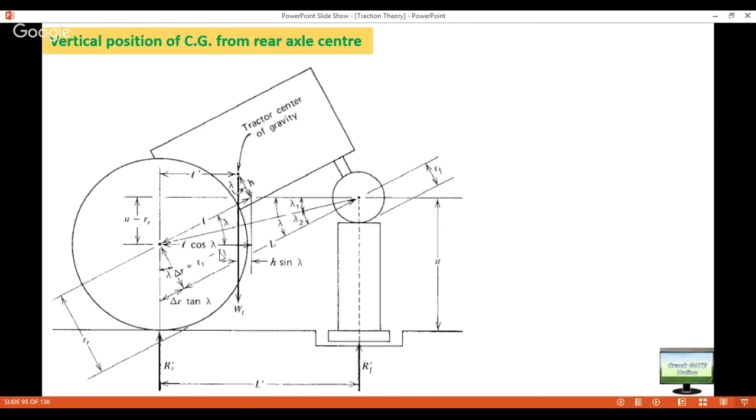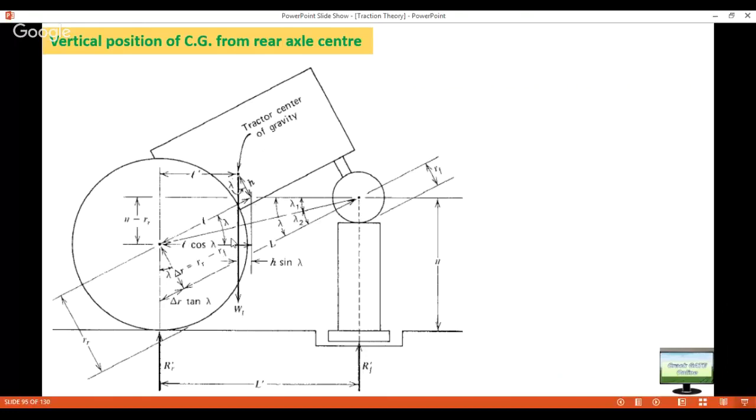Similarly, we have seen in a previous video that this distance was H, the vertical location of the center of gravity. So this is H. Now you have this line, this is one line. Then you have this second horizontal line. And this third line, small l, is crossing these two parallel lines. So these are two parallel lines, and this line is crossing them.